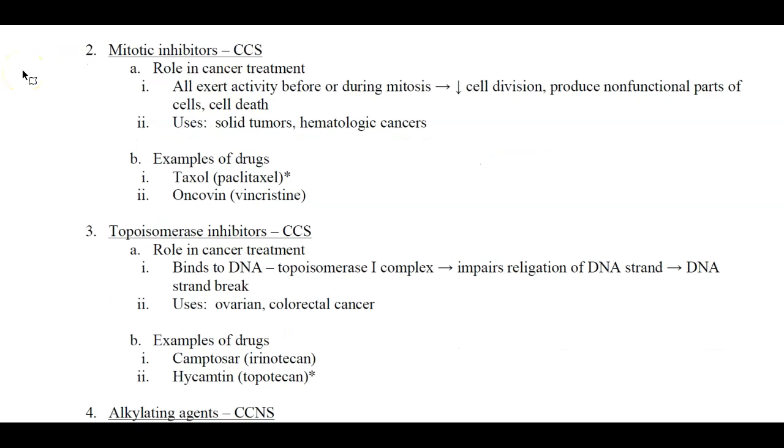Mitotic inhibitor is a cell cycle specific drug. These drugs or anti-neoplastic agents exert their activity before or during mitosis. That's why it's named mitotic inhibitor. This will decrease the cell division and produce non-functional parts of the cells, causing cell death. The common uses are for solid tumors and hematologic cancers. An example of a drug under this class is paclitaxel or Taxol, which is obtained from a plant.